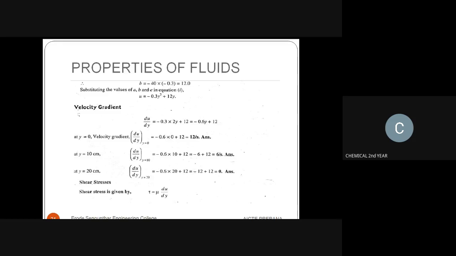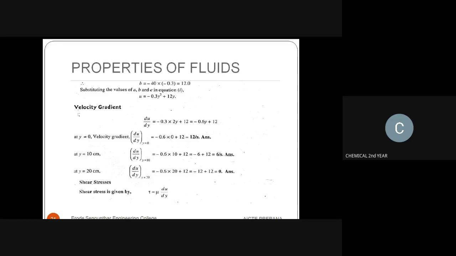So du by dy, you can differentiate the equation with respect to y. So du by dy is equal to minus 0.3 y square. If you differentiate y square, you will get 2y. So minus 0.3 into 2y plus 12y. If you differentiate 12y, you will get 12 with respect to y, right? So you'll be getting minus 0.6y plus 12.